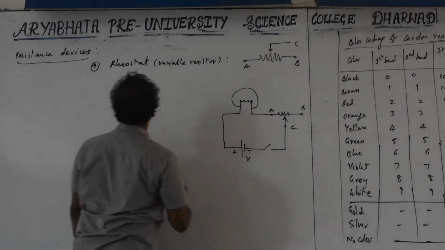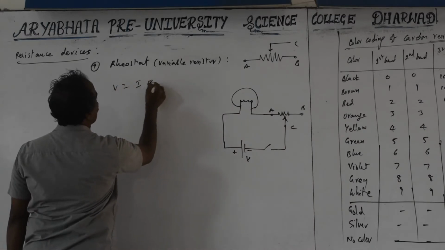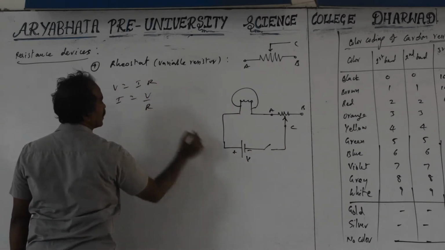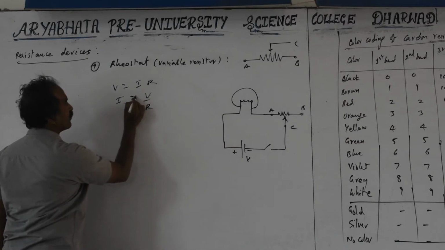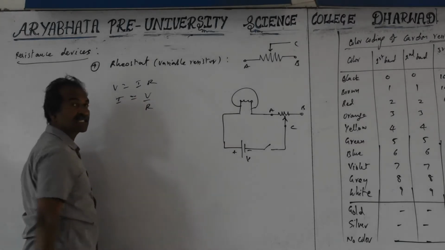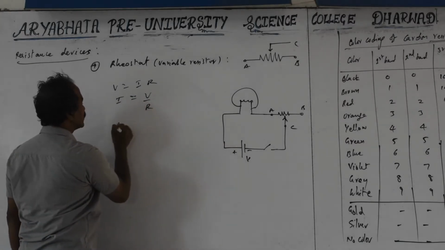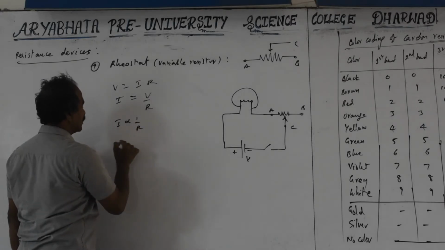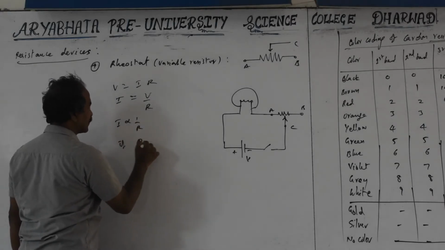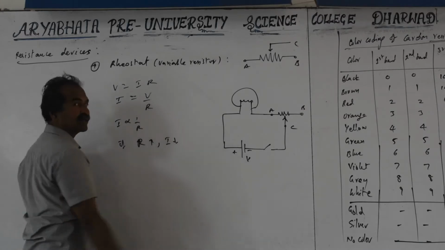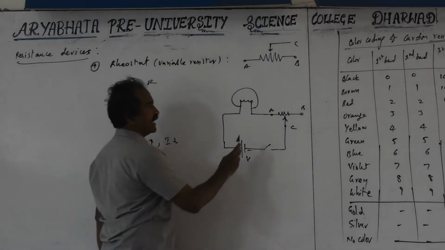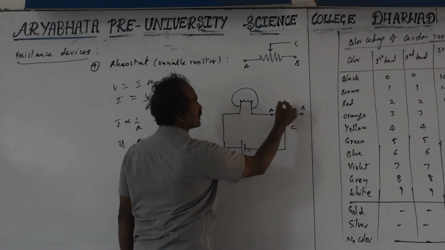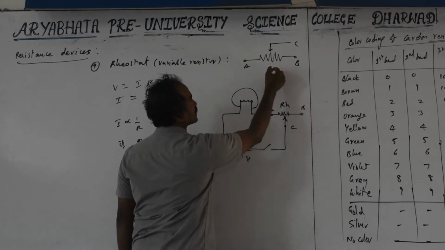So the formula we have is V equals IR, I equals V by R. V is the potential difference. V you are providing, but current also depends on the resistance. I is inversely proportional to R. If R increases, current decreases and vice versa. So here, by changing the resistance, the symbol for the resistance is RH, R subscript H for rheostat.